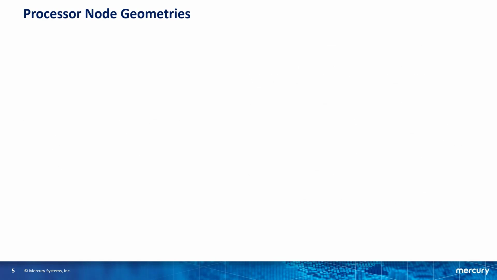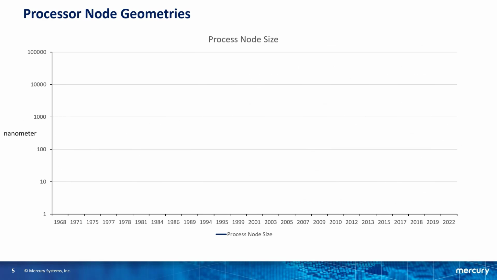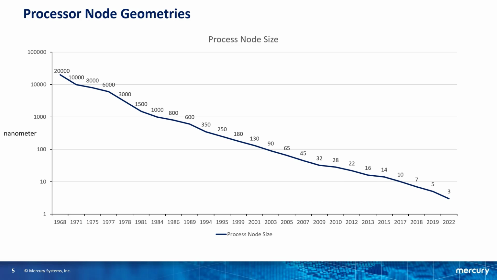This chart shows the shrinking geometries of transistors over time, starting in 1968 with 20,000 nanometer nodes all the way down to 5 nanometer nodes in 2018 and 2019, and the promise of 3 nanometer nodes in 2022. And with Dennard scaling, it looks pretty good. But unfortunately, Moore's Law and specifically Dennard scaling have to eventually deal with the laws of physics.